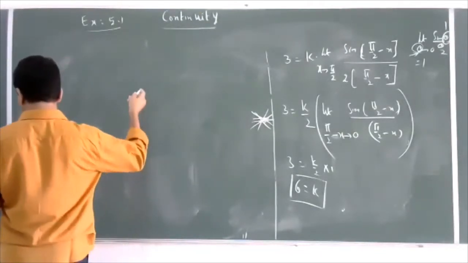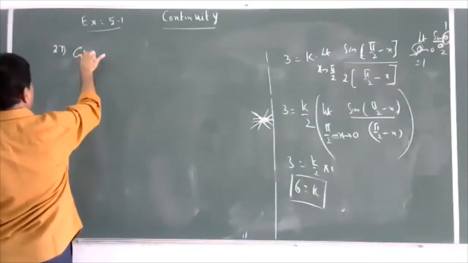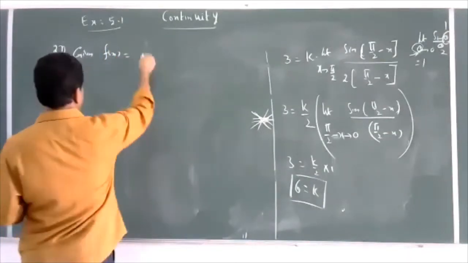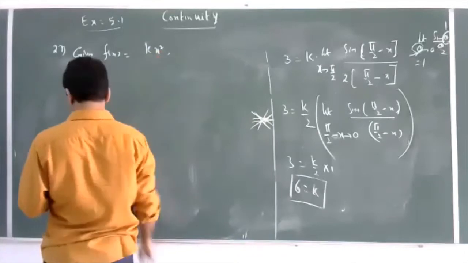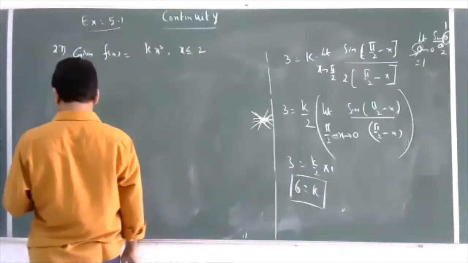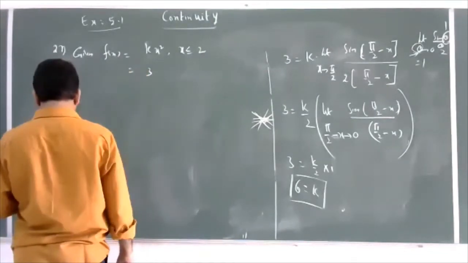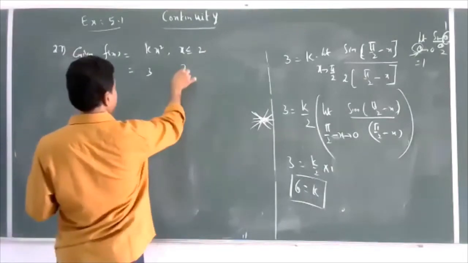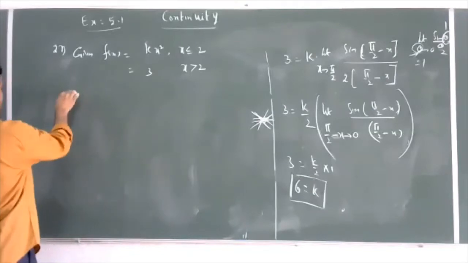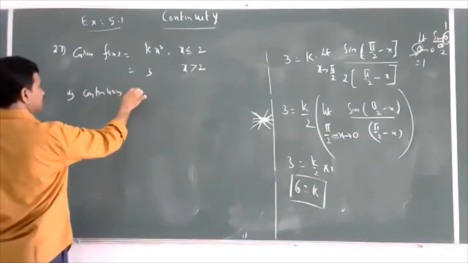Find the value of k, question 27. Given f of x is equal to kx square when x is less than or equal to 2, and equal to 3 when x is greater than 2, is continuous. Don't forget the condition: it is continuous at x is equal to 2.